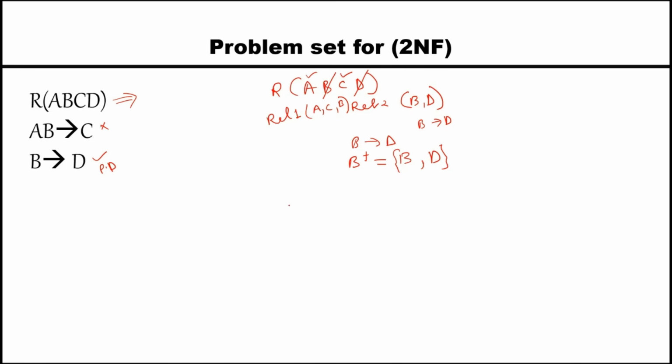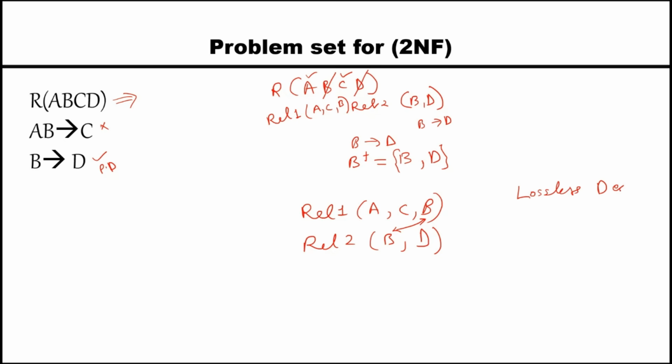Okay, so the final decomposition I would write here. Relation 1 is having A, C, and B, and relation 2 is having what? B and D, right? And what is the common attribute between these two? B is a common attribute, and it is a candidate key in this relation. And with this candidate key, you can retrieve the original data just by taking a natural join, so no information is lost, and this decomposition is called lossless decomposition.